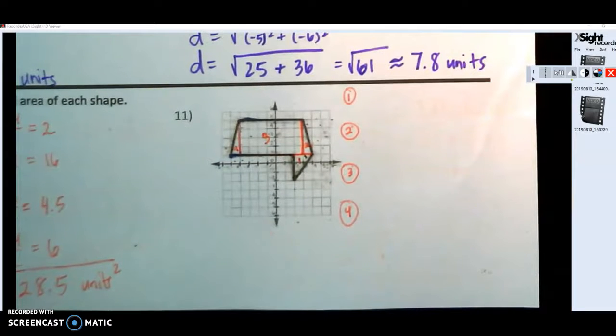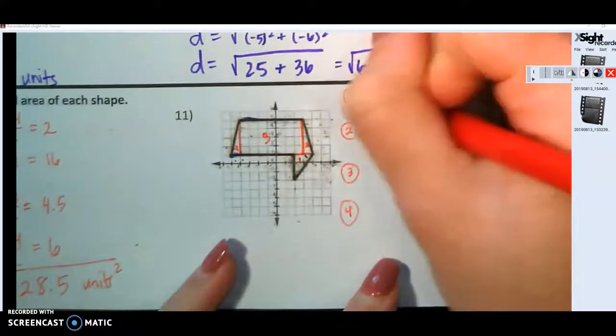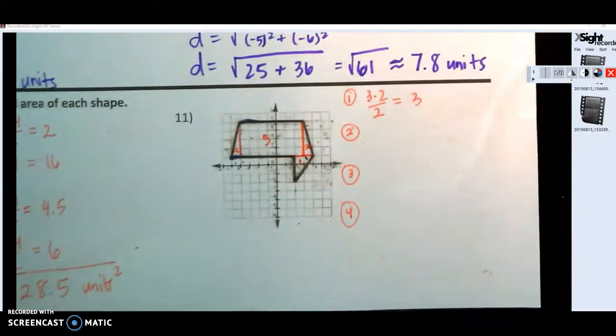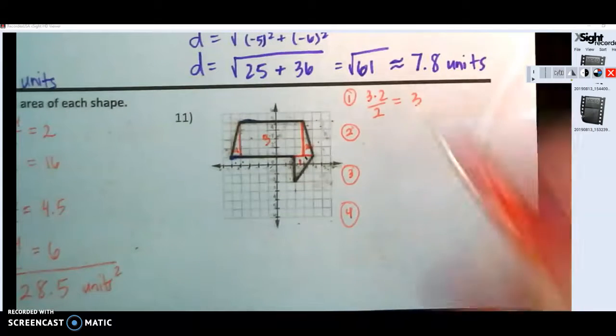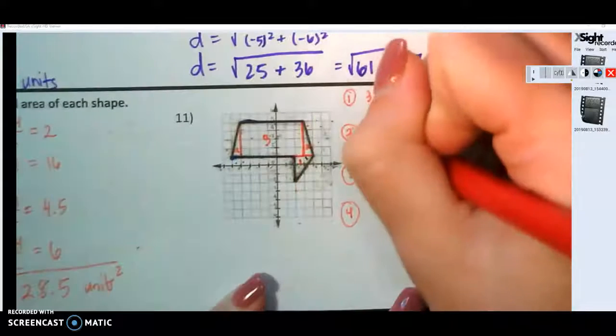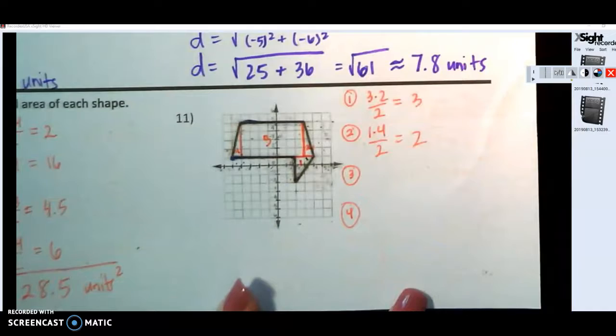Okay, so let's start with finding the area of this right triangle. Remember, it's base times height divided by 2. Looks like that's 1, 2, 3 by 1, 2. So 3 times 2 divided by 2, which is just going to give us 3. Then I can move to the next right triangle. That has a base of 1 and a height of 1, 2, 3, 4. So 1 times 4 divided by 2, which is just 2.